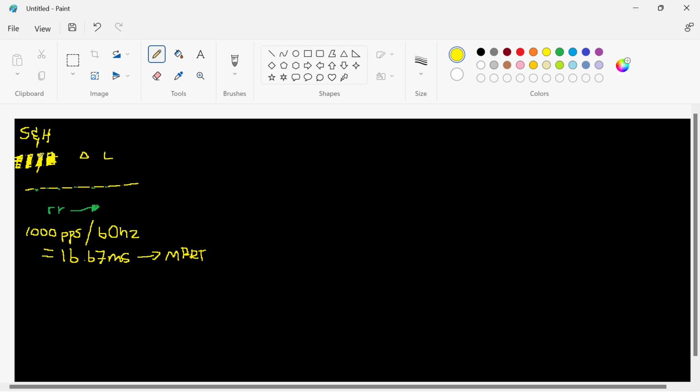The higher your MPRT, the higher the blurriness, and the less of a gap there is in between these frames, so the less darkness. If you have a high MPRT, you're going to have a lot of this going on. If you reduce it, you're going to have more of this. So this is for a sample and hold display.